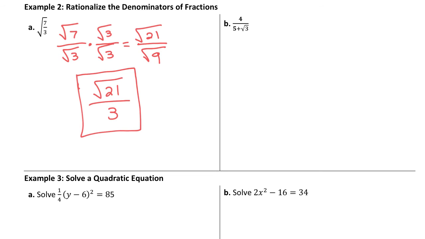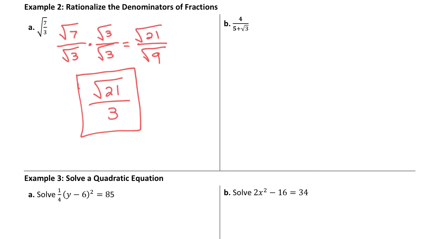We made the denominator a rational number. So a rational number is a number that, as a decimal, repeats or ends. That's what it is. What I want you to think of is, we don't want a square root symbol on the bottom of any fractions we write.